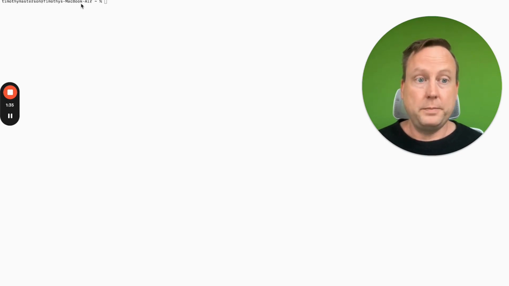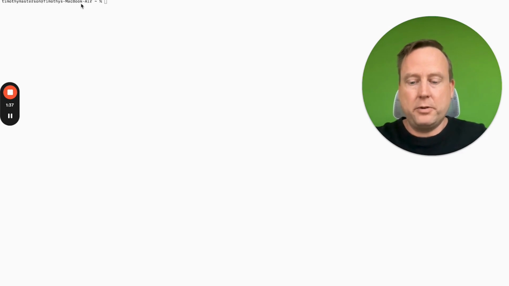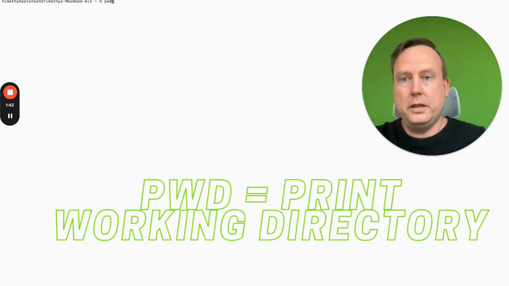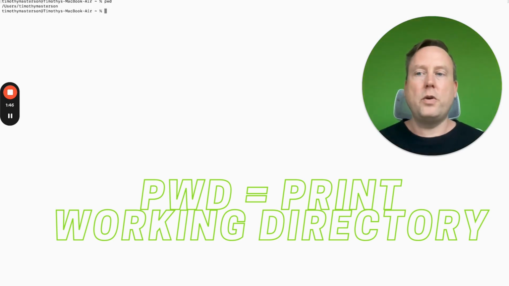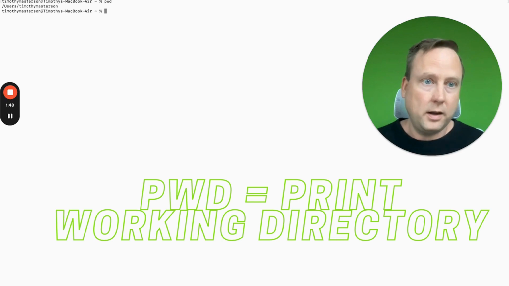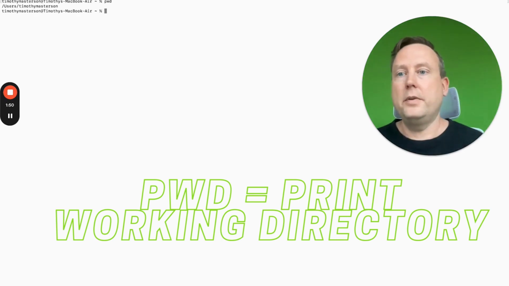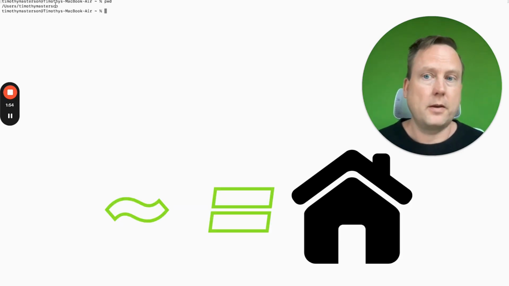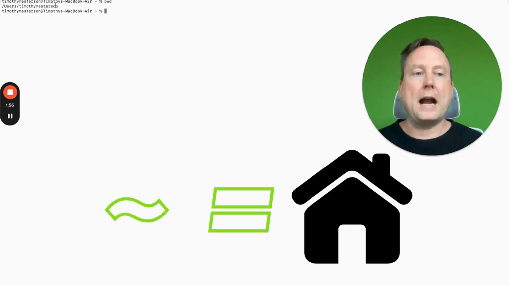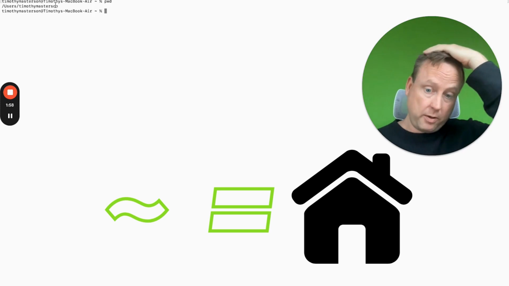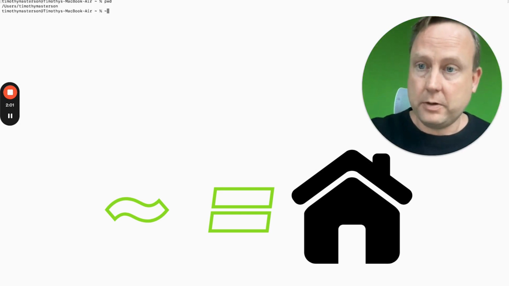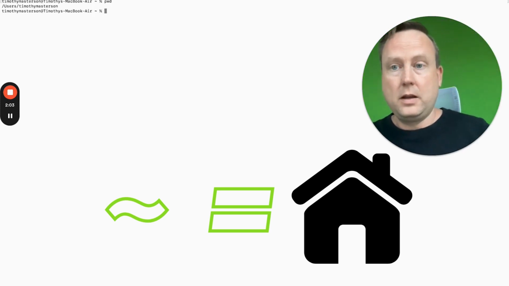The first one is PWD. It doesn't mean password. It means print working directory. It shows you where you are in your folder structure. So I'm in user Timothy Masterson. That's called my home directory, right? Anytime I want to go back or reference the home directory, you can do that with the squiggle, the tilde. That's this one, that little thing.